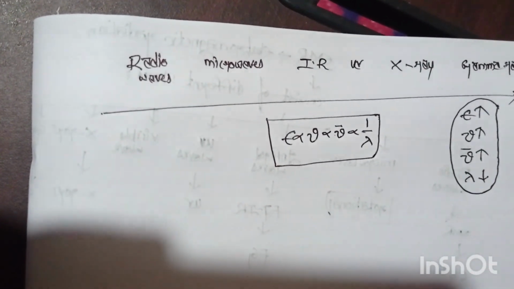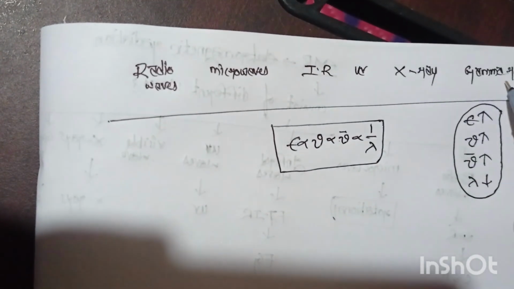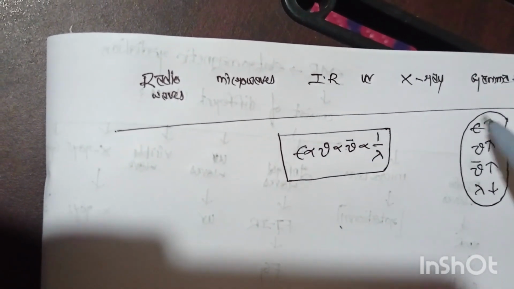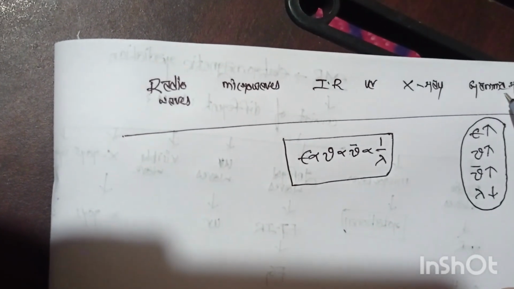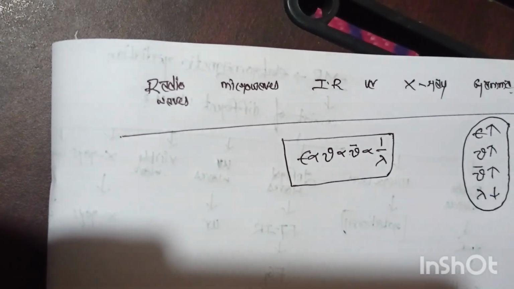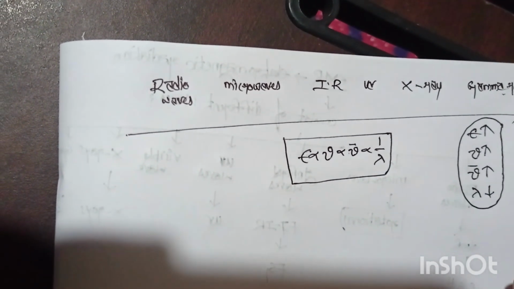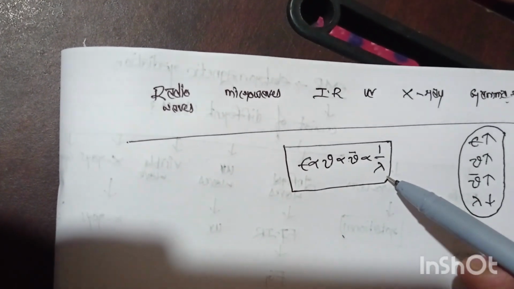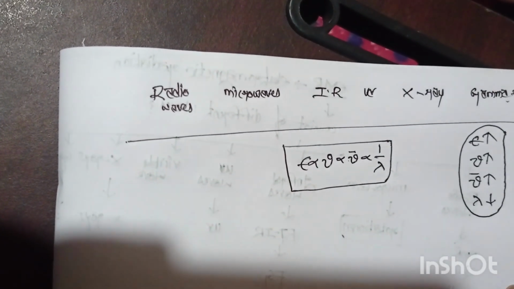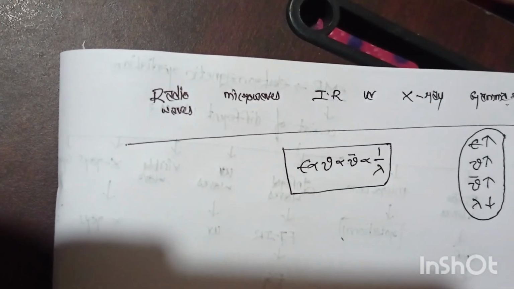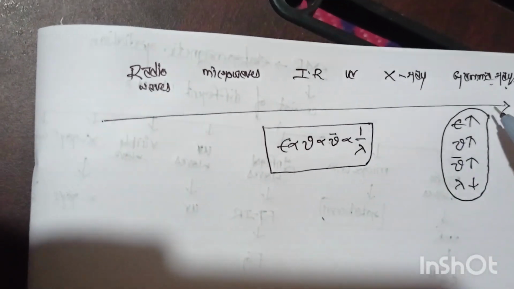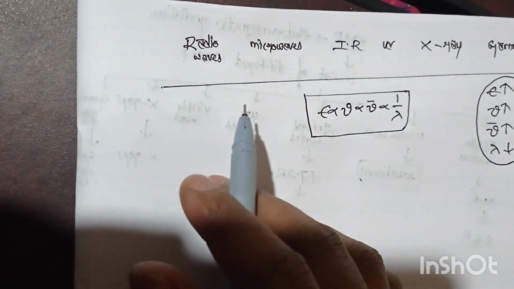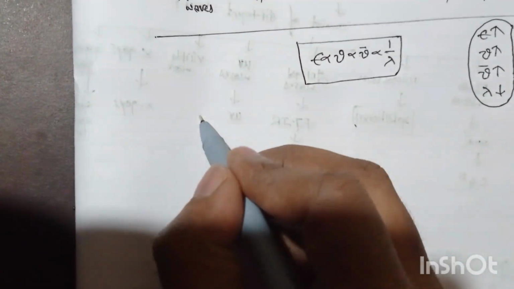That means, which of the following rays has the highest energy? Gamma rays. And gamma rays also have high frequency and a high wave number. And gamma rays have a smaller wavelength. So this is the relation we obtained. So coming to the energy point of view, energy.